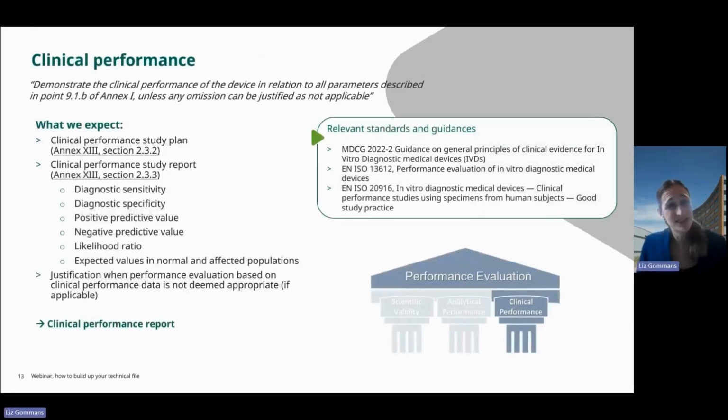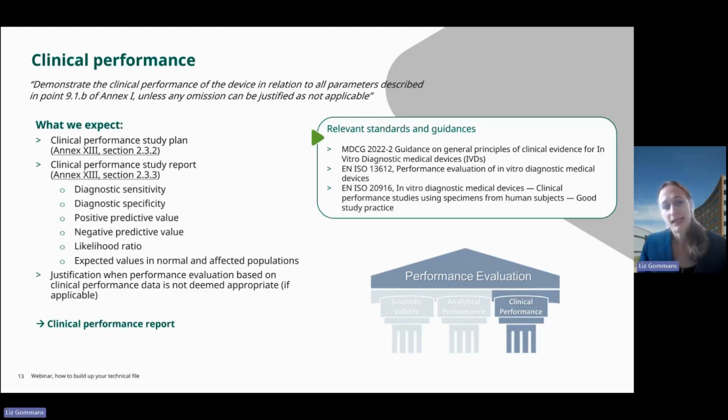And the clinical performance. So what's written in the IVDR is: demonstrate the clinical performance of the device in relation to all parameters described in point 9.1b of Annex 1, unless any omission can be justified as not applicable. So what do we expect here? We expect a clinical performance study plan, which is clearly written down in the IVDR, what is expected there. The clinical performance study report is also quite clearly described in the IVDR with these aspects as listed here below.